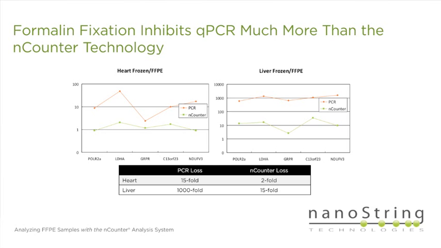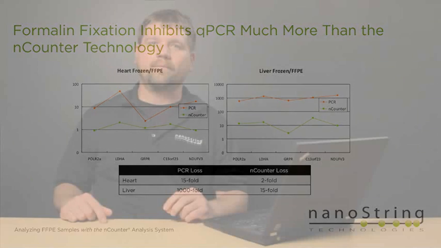Also note that the loss in signal for individual genes via PCR can be 10 to 50 times greater than that of the nCounter system. Presumably, this difference is due to inhibition of the reverse transcription step due to the presence of the modified bases in the template RNA. These results suggest that when examining many genes over many FFPE samples, the nCounter system will outperform qPCR when reproducing results from frozen tissues.